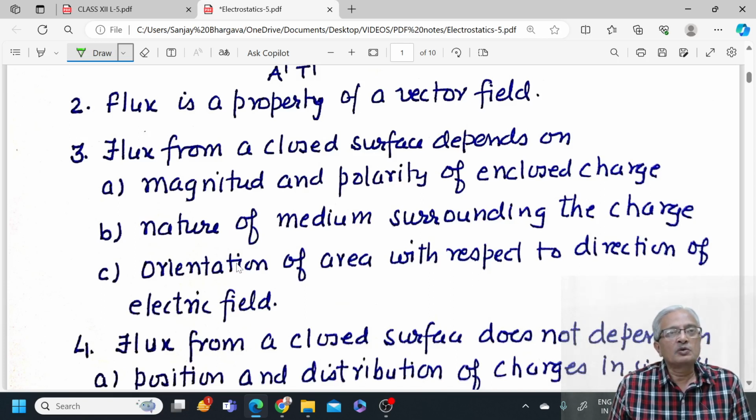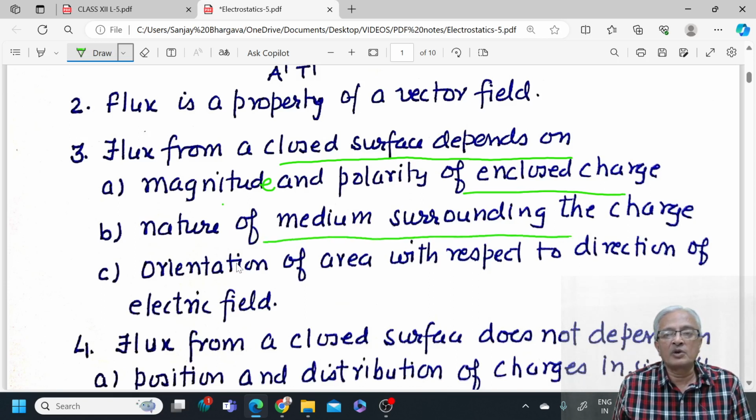Now there are two things that we want to say. What does the flux from a closed surface depend upon, and what does it not depend upon? So point number 3, flux from a closed surface depends on magnitude and polarity of the enclosed charge. It also depends upon nature of the medium surrounding the charge, and it depends upon orientation of area with respect to direction of electric field.